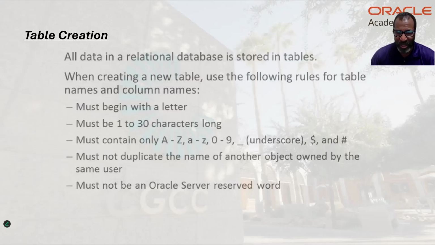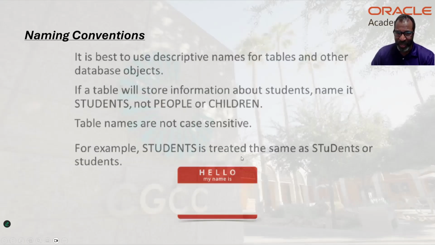So basically you have to be careful, even as a DBA, not to name objects the same. That's why we have all those naming conventions with underscores and all of that. And it must not be a reserved word like table or primary. There are some reserved words, so you have to be aware of that.